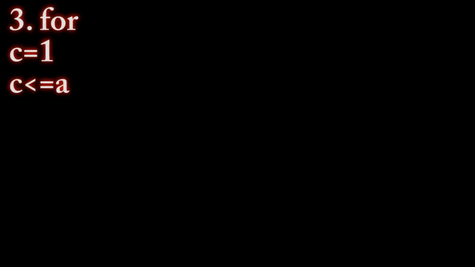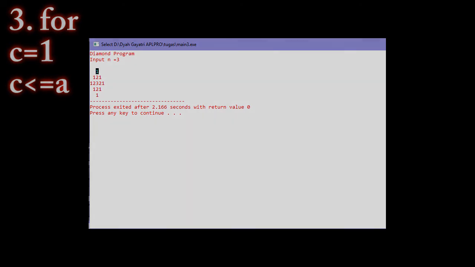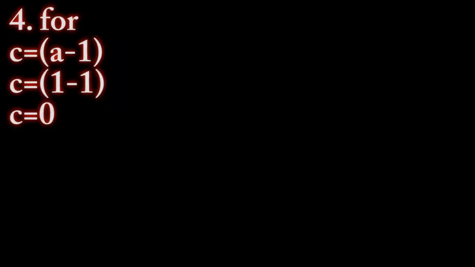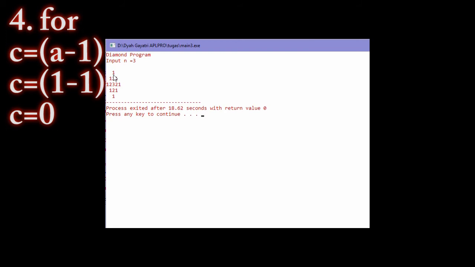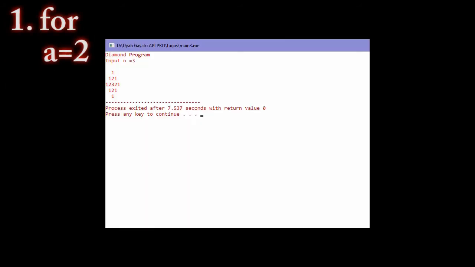The value of c is 1, and the value of c is less than or equal to a. We will generate a value of 1. The value of c is then the result of a minus 1, and c is greater than or equal to 1. Because the value of c does not meet the condition, the repetition stops and returns to the first repetition. Because the value of a constantly rises, the value of a is now 2.